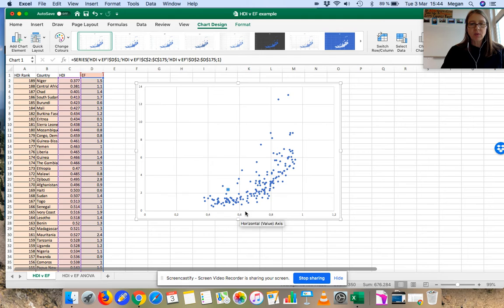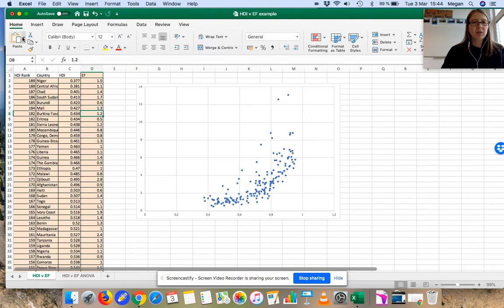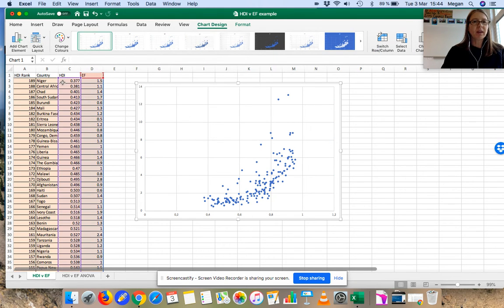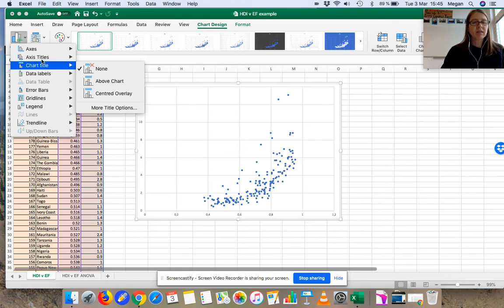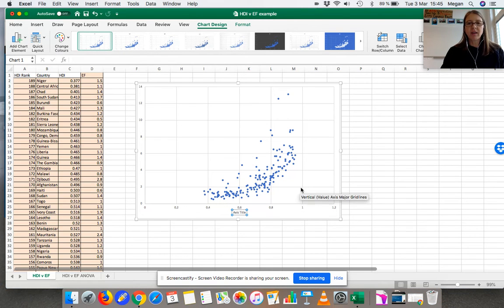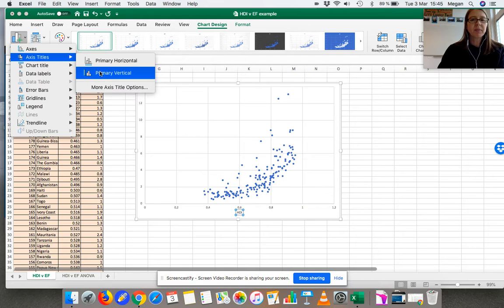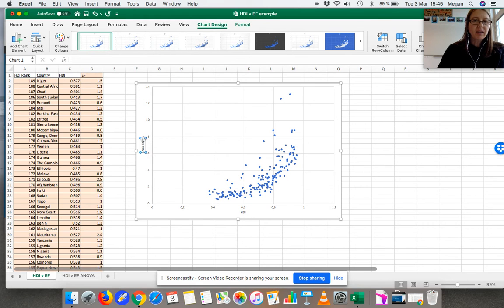Okay, so first, what we need to do is actually, on our graph, we need to label our axes so we know what we're doing here. So our horizontal axis, I'm going to just give a title. It's the HDI, right? And then our vertical axis, I will give that a title of our per capita ecological footprint. Okay, so we're at least labeled now.